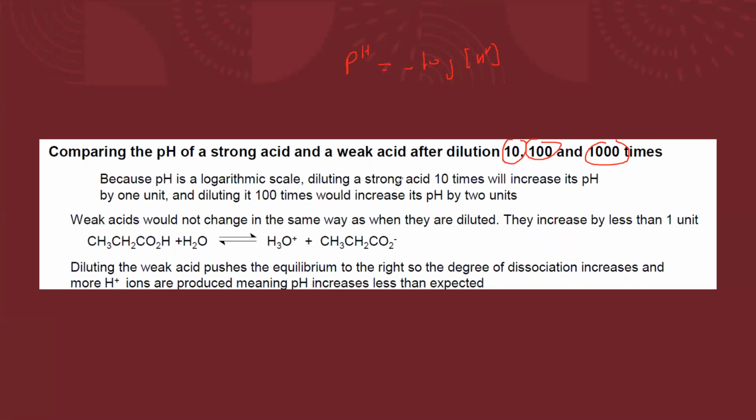So if we dilute the strong acid 10 times, what will happen? Diluting means concentration is moles over volume. Moles we are not changing. Diluting a solution, we are increasing the volume, so we reduce the concentration. As the concentration of hydrogen ions decreases, the pH will increase. So if we dilute 10 times, the pH will only change by 1 unit.